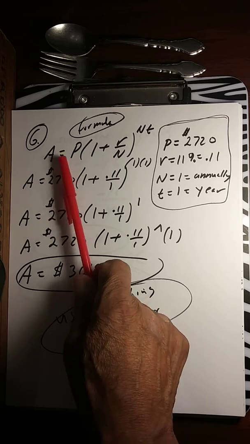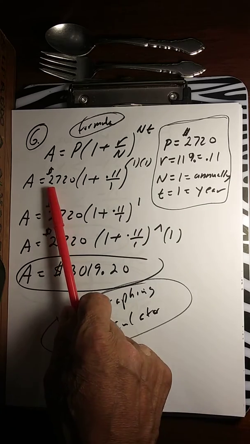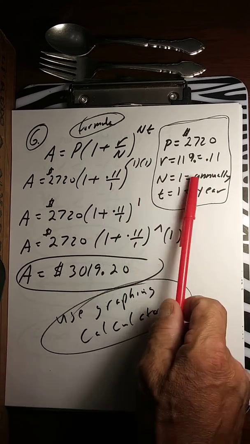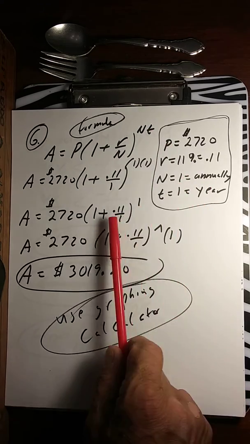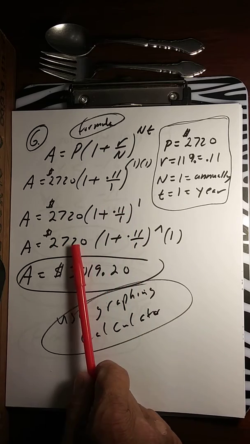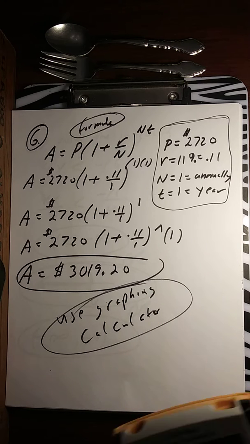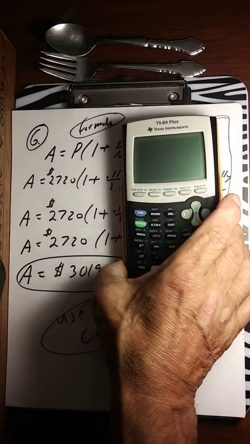Formula, compound interest, A equals P times 1 plus r over n to the nt. Here's the numbers we're going to use. So 2,720, and interest rate is 0.11 over 1, compounded annually once, and 1 times 1, n times t. So now 1 times 1 is 1, so we have this 2720 times 1 plus that to the power of 1, and you can do it on the calculator. In fact, let's do it on the calculator right here.